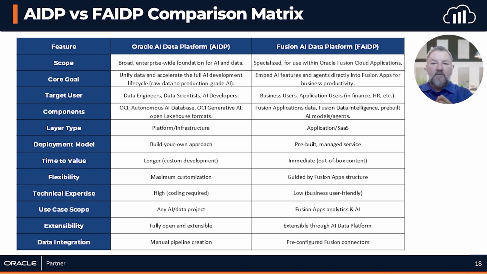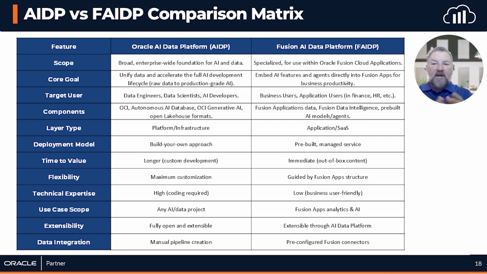Within the AI Data Platform, we have two layers. We've got the platform layer and the infrastructure. Within Fusion AI Data Platform, we've got applications and SaaS. The deployment model for AI Data Platform is build your own, whereas with Fusion AI Data Platform, everything is pre-built, and then it's also managed behind the scenes by Oracle.